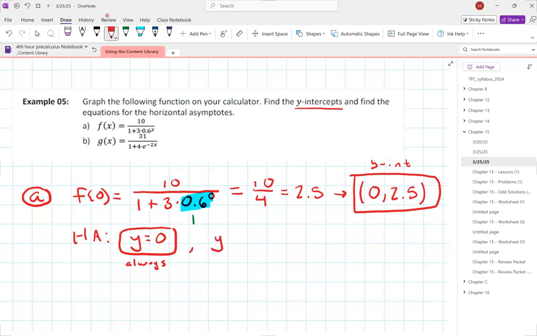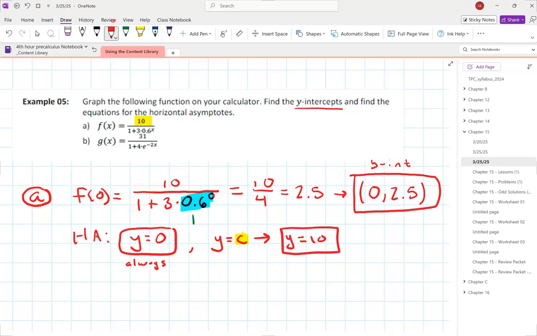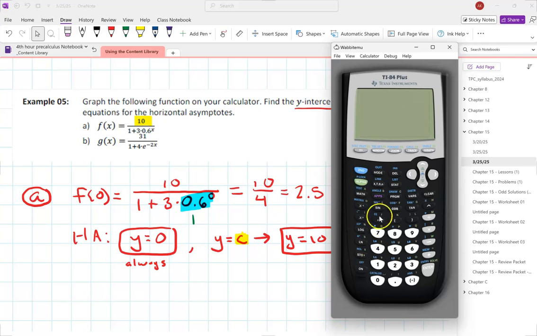And the other one is y equals c. What's the c value here? 10. Just the number in the numerator. Everybody feel okay there? So again, did not need my calculator to do that, although I could have used it.